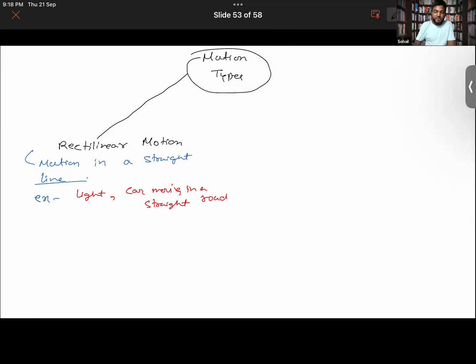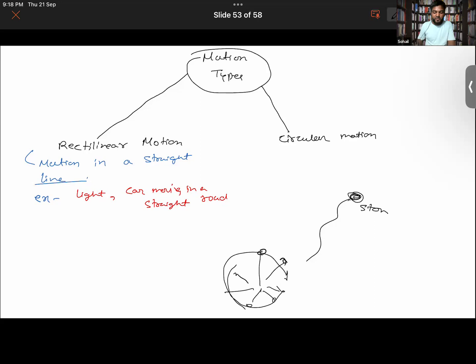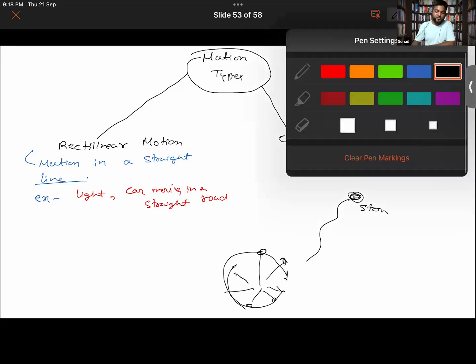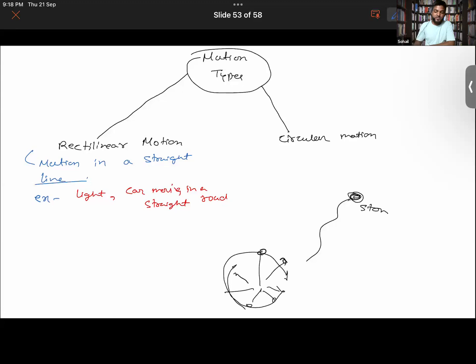Then the next type of motion is circular motion. Suppose you take a thread and you tie a piece of stone on the other end and you swing it in the air. It's like the moving of a pendulum, which is an example of periodic motion that we'll be discussing in a moment. If you swing it like this in the air, what type of motion is this piece of stone doing? It's circular motion.